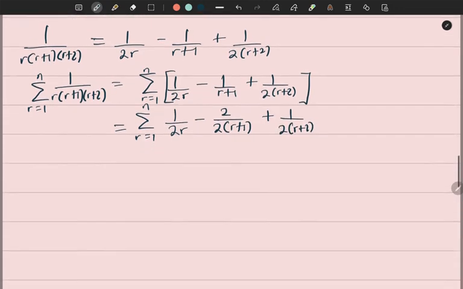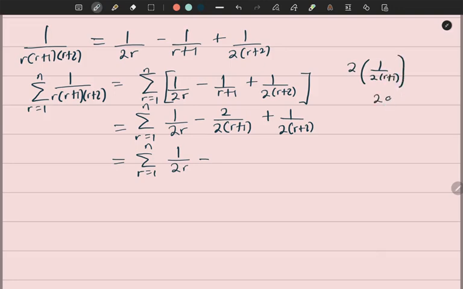It seems the difference between the r terms is 1: this is r plus 1, while this is r plus 2. But the problem is that, since we've introduced 2 here, it affects the numerator of the first term and the second term. We need to ensure they have the same numerator before we can proceed to use the method of differences. So we have 1 over 2r minus 2 over 2(r plus 1).